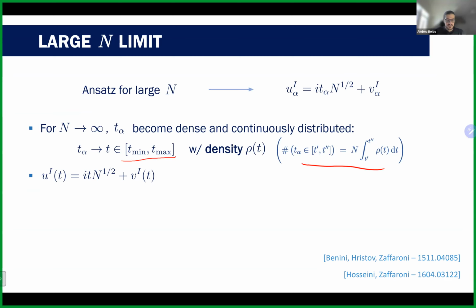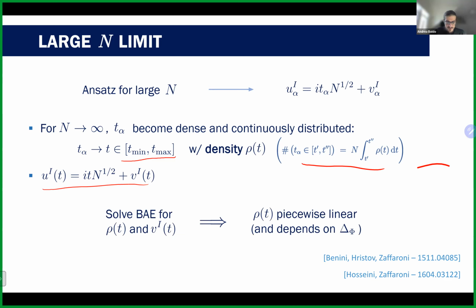So when these quantities become continuous, then u and v become functions of t, and again t will be a variable, as I wrote here. Now with this ansatz, we can solve the Bethe ansatz equation. It's not particularly difficult now. And we solve them in particular for rho of t and for v I of t.